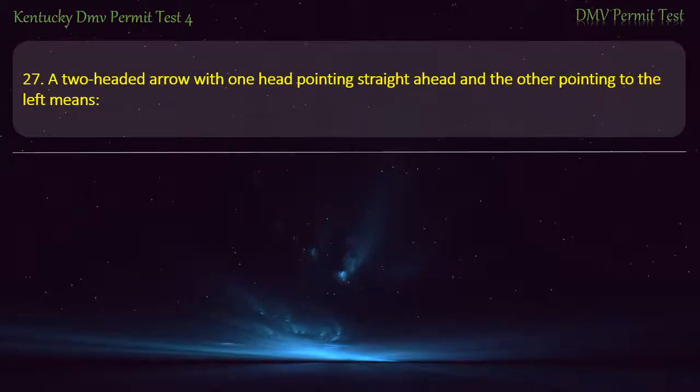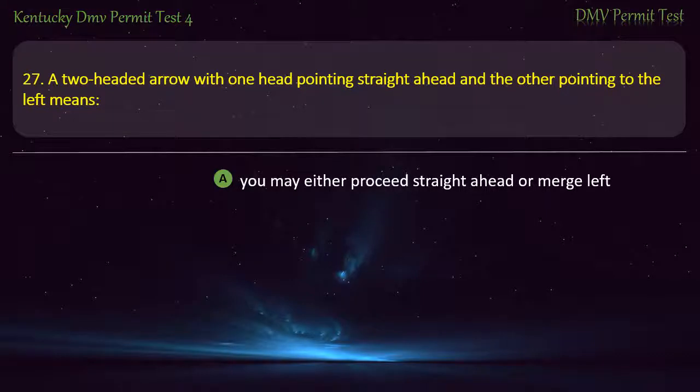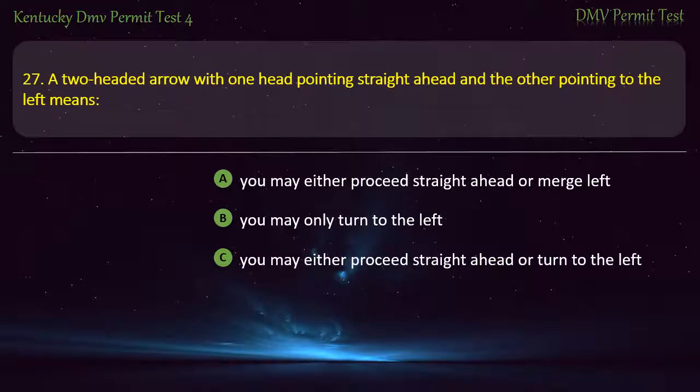Question 27. A two-headed arrow with one head pointing straight ahead and the other pointing to the left means: You may either proceed straight ahead or merge left. You may only turn to the left. You may either proceed straight ahead or turn to the left. You may only turn to the right. Answer. You may either proceed straight ahead or turn to the left.